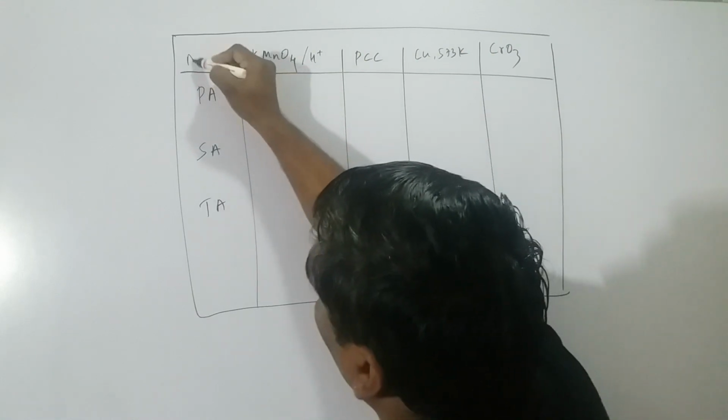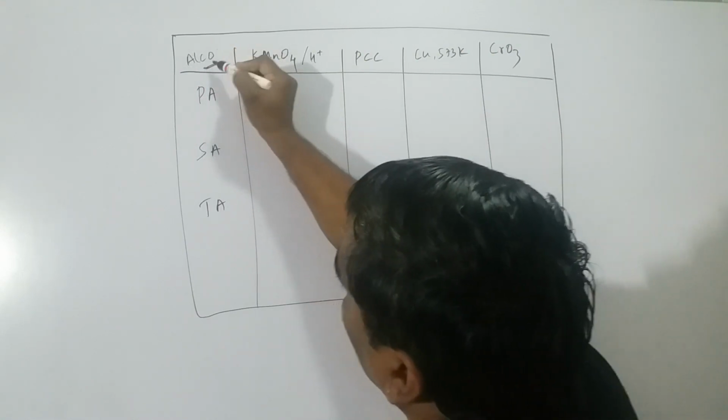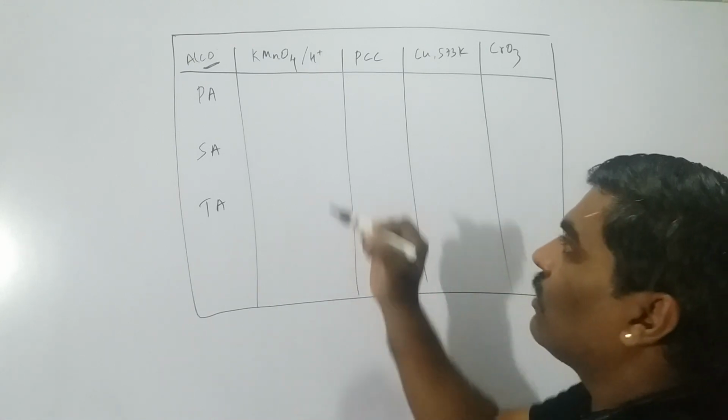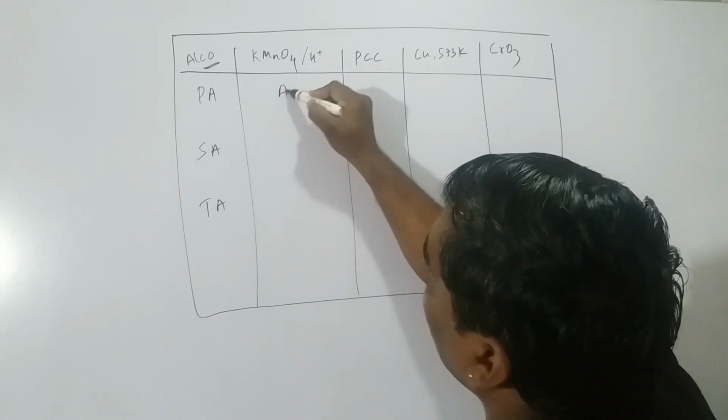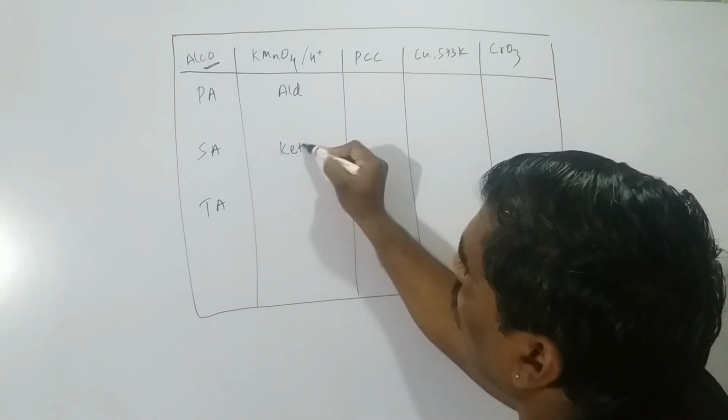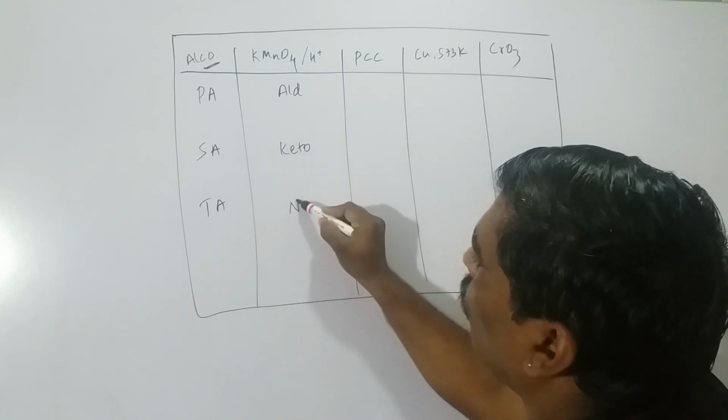Here, alcohols. So primary alcohol gives aldehyde, secondary alcohol gives ketone, and tertiary alcohol gives no reaction.